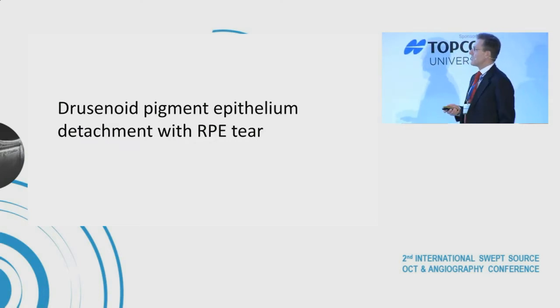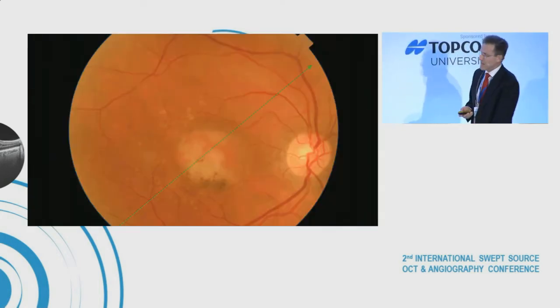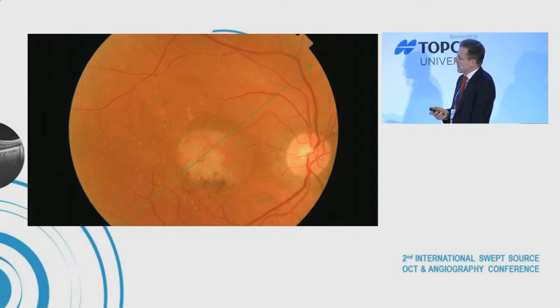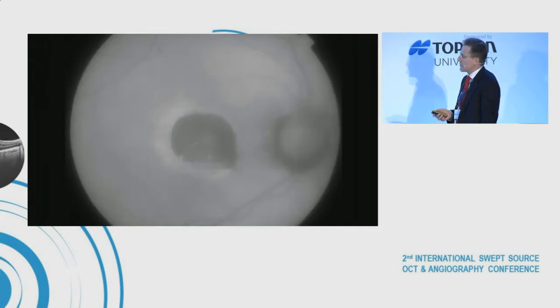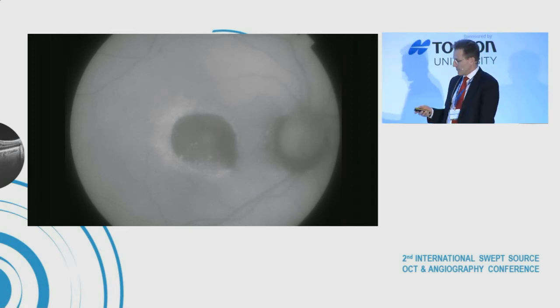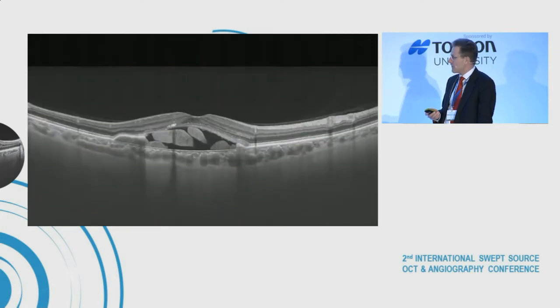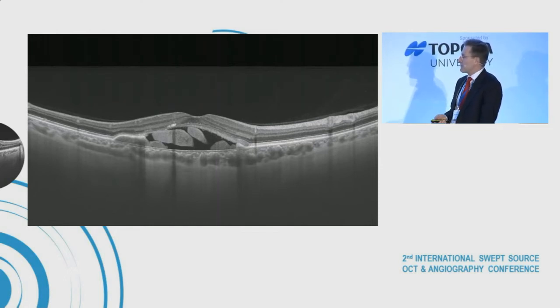And so here's a drusenoid pigment epithelium detachment with an RPE tear, and have a look at this. Strangely depigmented. You may think that there are new vessels underneath it, but this is autofluorescence, and now you understand that there is an RPE tear because we have lost the autofluorescence in a very well-defined round area in the middle of the macula. And here is the structural OCT with enormous drusen, and to the left, the rolled up pigment epithelium.